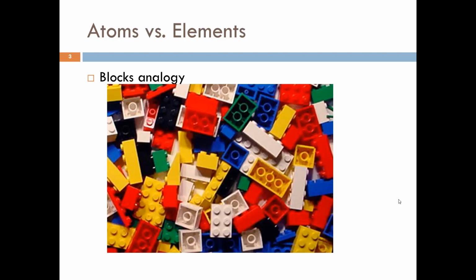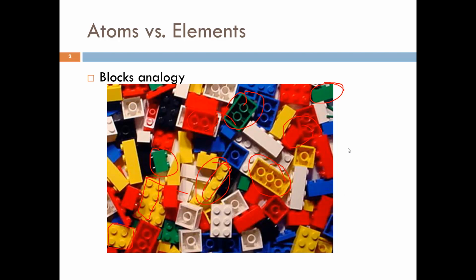Okay, atoms versus elements. When you read the definitions, they sound almost the same. But I like to think of it as looking at blocks. If you put all the green blocks together, and all the red blocks together, and all the yellow blocks together, and so on, you'll have all the colors together, but you'll find variations amongst the colors. For instance, with this yellow block, you have 4 dots, while this yellow block, you have 8. And this one over here might only have 4 or 6.